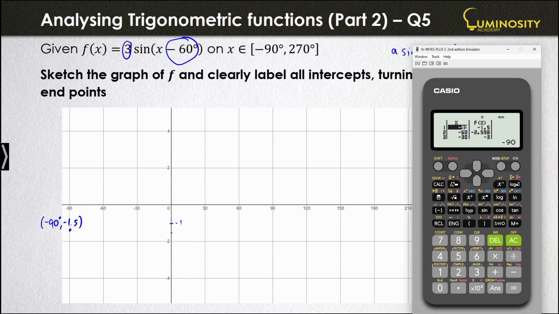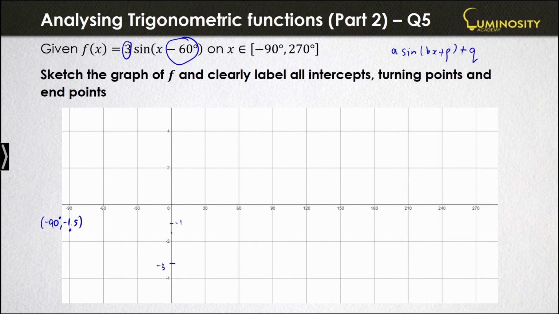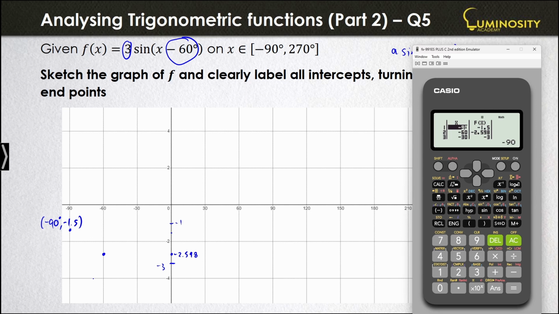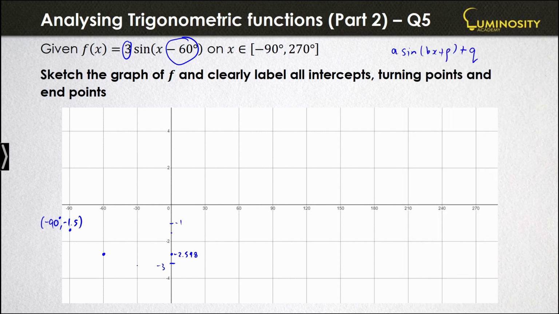At negative 60 degrees, it's negative 2.598. So here's negative 3, so negative 2.598 will be somewhere over here. So at negative 60 degrees, it is that point. At negative 30 degrees, it's negative 3. Negative 30 degrees, negative 3, and that'll be a minimum turning point. Okay. So how do we know that? Well, the standard range on a sine x graph is negative 1 to 1. Because of that a value, everything gets multiplied by a factor of 3 for the y values. So it becomes negative 3 to 3 for the new range.